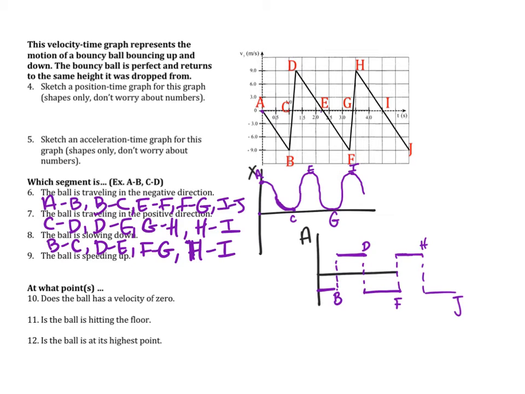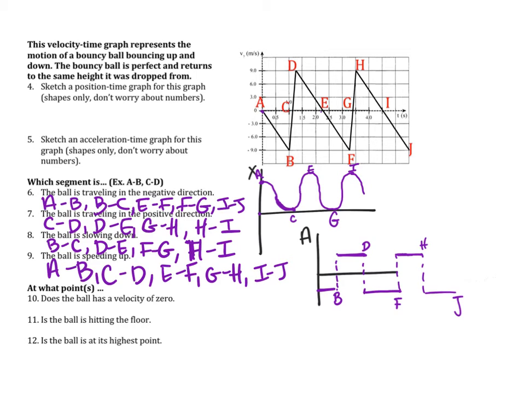And then speeding up for question 9 is the other segments. We're looking for when they're going away from 0 on a velocity time graph. So A to B is going away, C to D is going away. That's what we're looking for, where they're starting closer to 0 and ending farther from 0. So we're going to label A to B, C to D, E to F, G to H, and I through J.